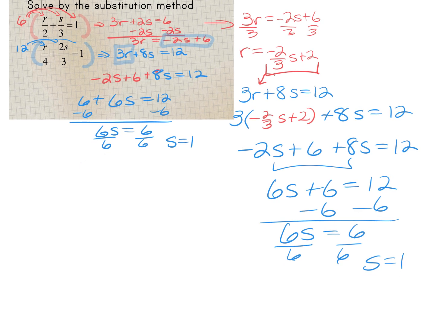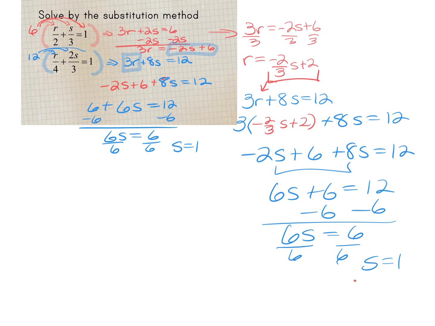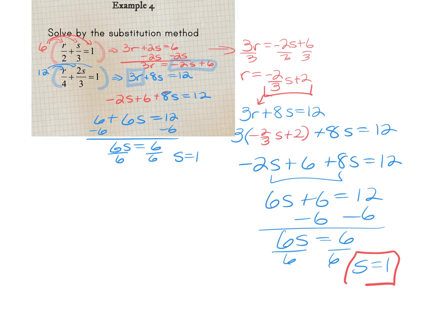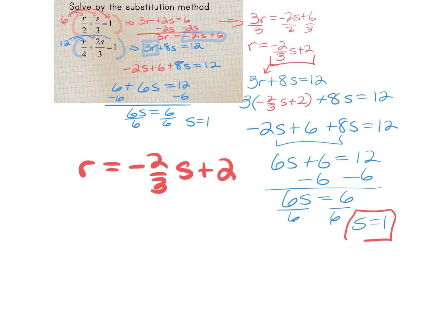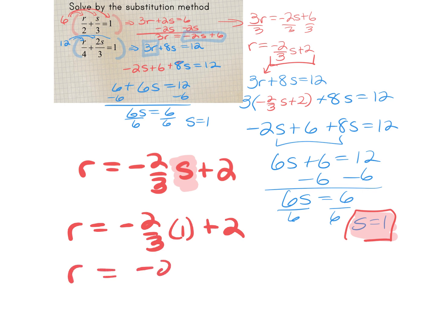I now need to take what s equals, which is 1, and then plug it back in to one of the originals. I'm going to go ahead and plug it into my rearranged one, r equals negative 2/3 s plus 2. So I'm going to take this s and replace it right here. So I get r equals negative 2/3 times 1 plus 2. R equals negative 2/3 plus 2.